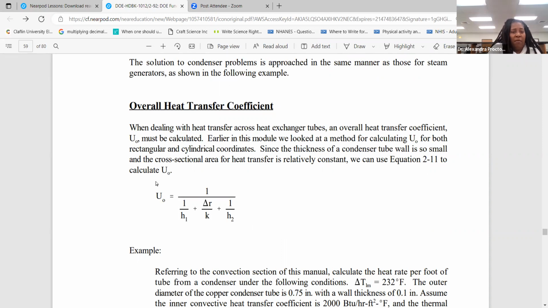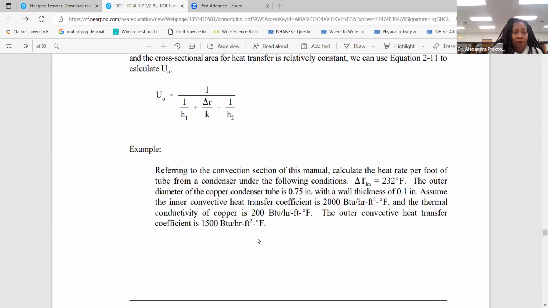Okay, so make sure you highlight the exceptions. The thickness is really small and the cross-sectional area is constant, so make sure you highlight this one. Whenever you study thermodynamics, the exceptions or the conditions are the most important way to direct you to use a particular equation. So when you do see those, make sure that you highlight them.